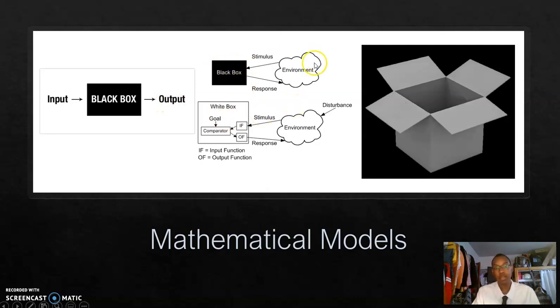And so up here in the middle, I have another example of a black box model where you have an environment, you take stimulus, you put the stimulus into the black box model, and it gives you a response on how you should respond to your environment.